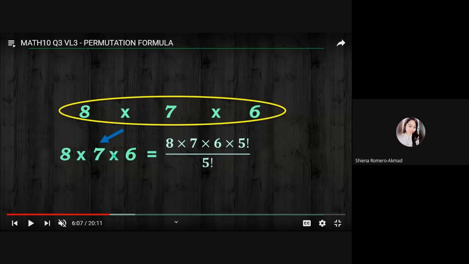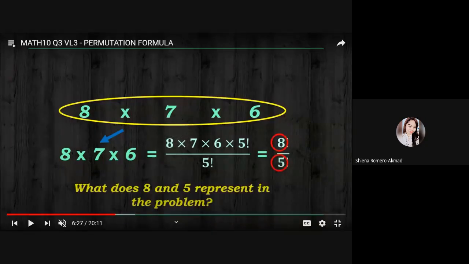Okay? Pabaliktad tayo. Balik tayo sa factorial. So ito, yung nasa numerator, remember this is 8 factorial. Sa denominator, it is 5 factorial. Now, what do 8 and 5 mean in the problem? Or what do they represent in the problem? O, yung nagtaas, sino yun? Okay, sagot.